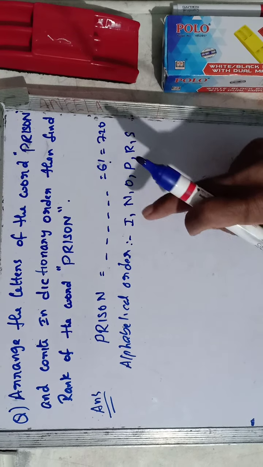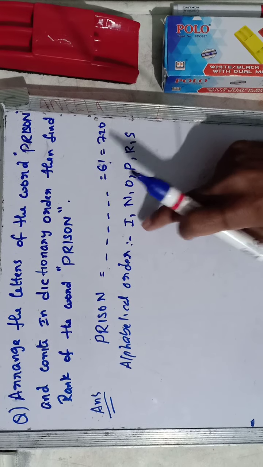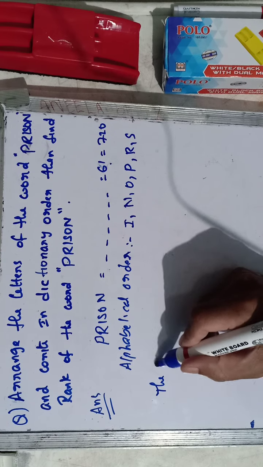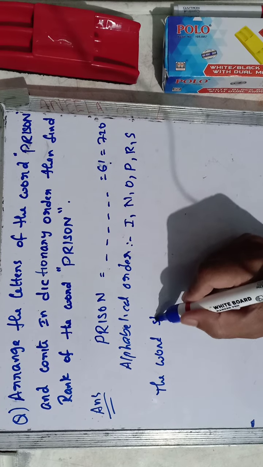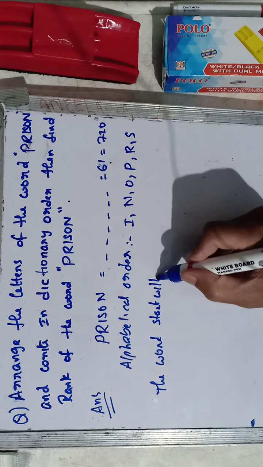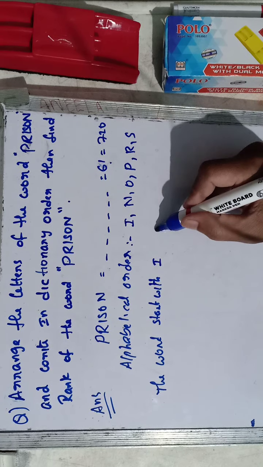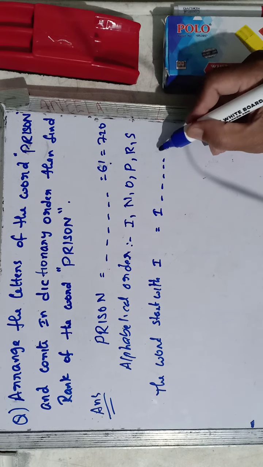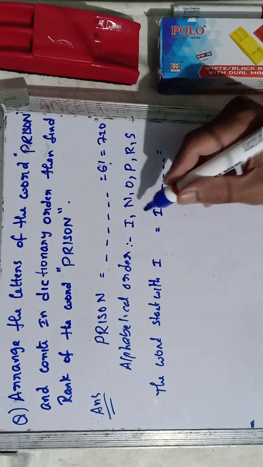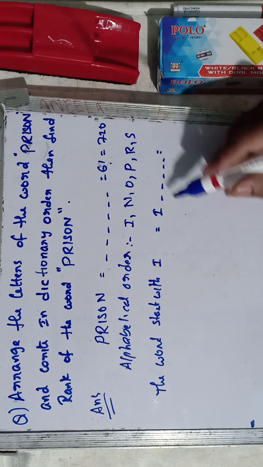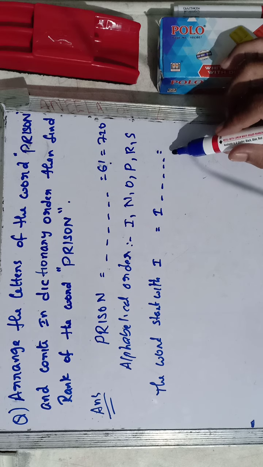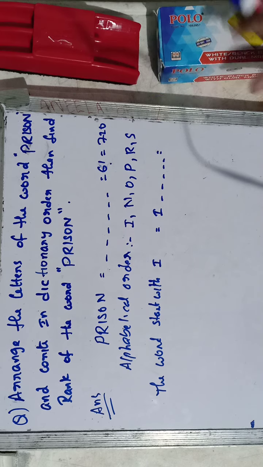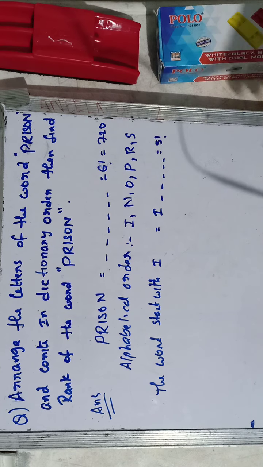In the dictionary, first we get the words starting with I. So I is in the first place, and the remaining 5 blanks we fill with the remaining 5 letters: 5P5, that means 5 factorial ways.